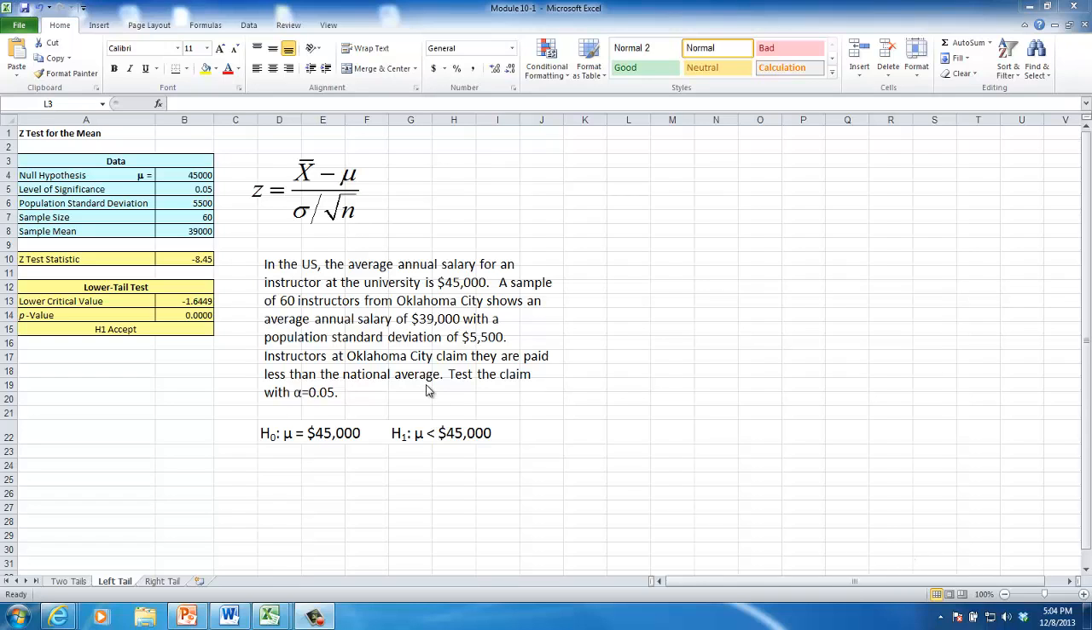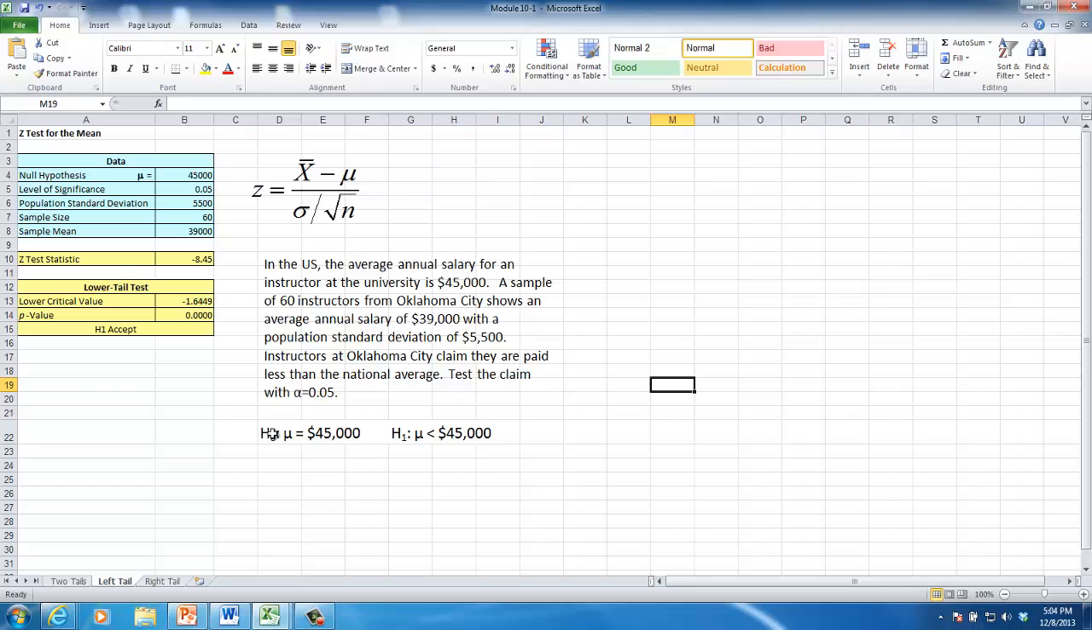Let's look at another example for hypothesis testing for the mean. This time, as you can see here, our test is left tail because we are looking if the Oklahoma City has less than the national average. So we are testing the Oklahoma City population average is less than the national average, less than 45,000.